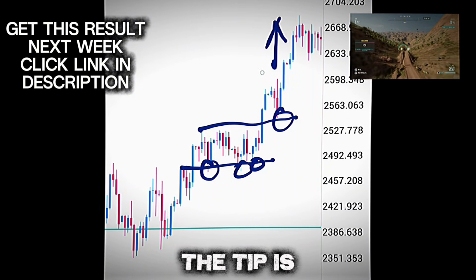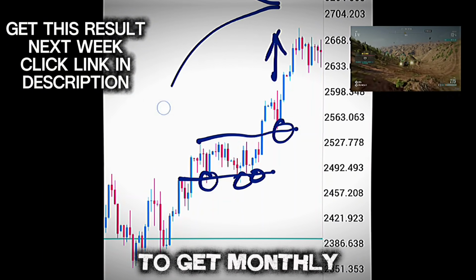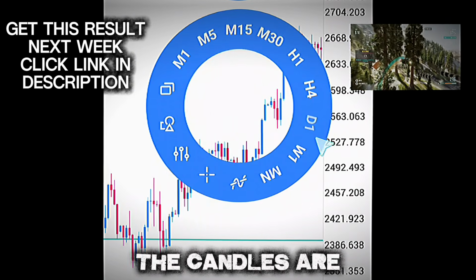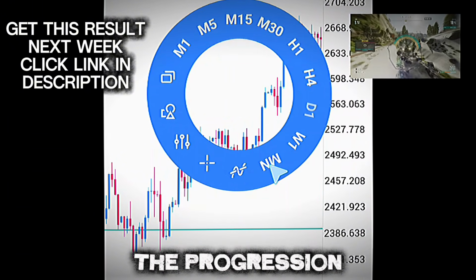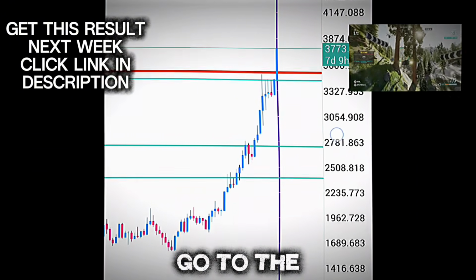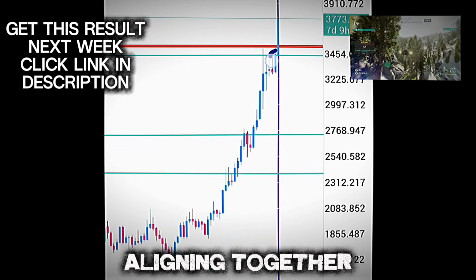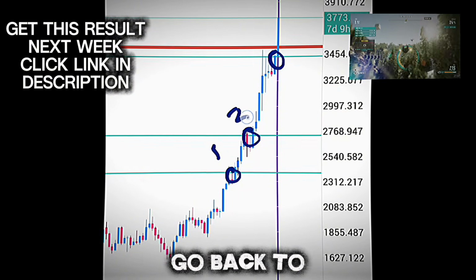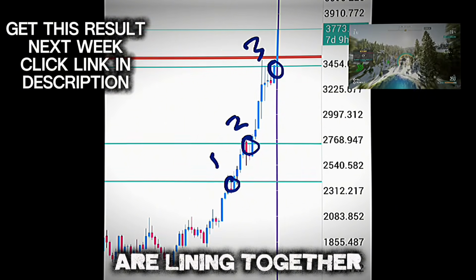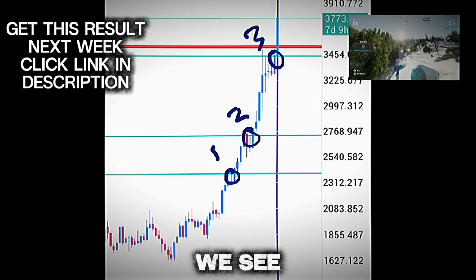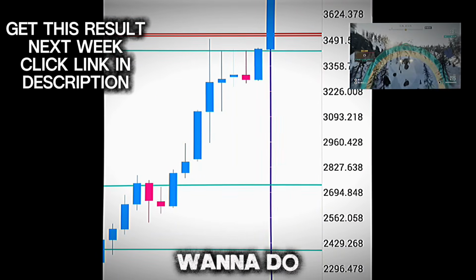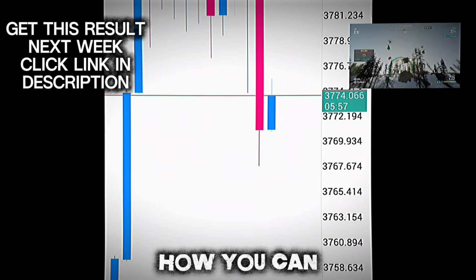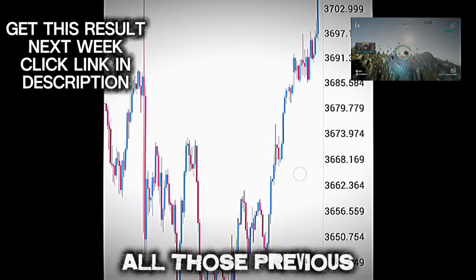So the tip is that you want to get monthly projection and see if the progression is happening, which is if the candles are increasing. And then when you see the progression increasing, what do you want to do? You want to go to the daily time frame to see if structure is aligning together. Like if you go back to the monthly time frame, you can see how everything is. You want to go back to the daily time frame to see if all structure is aligning together. 1, 2, 3 structure. And then when we see that this structure is aligning together, what do you want to do? You want to break down on 30 minutes how you can capitalize off all those previous structures.